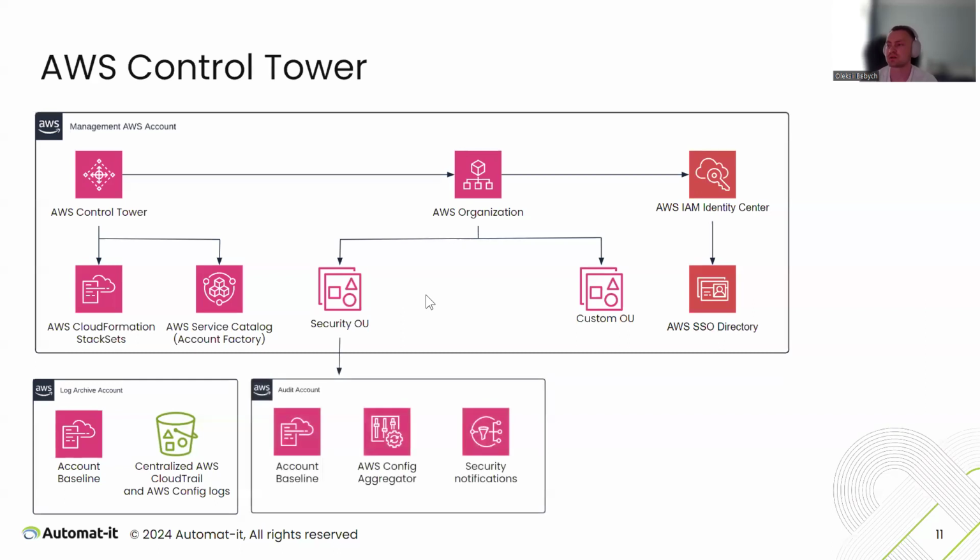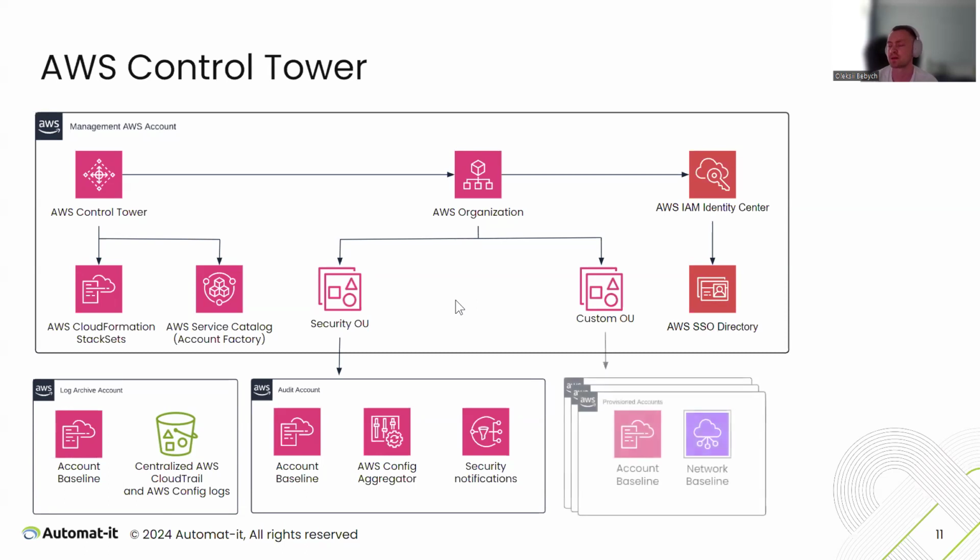And the second core account is Audit. By default, it has an AWS Config aggregator and some SNS topics for security notifications. But later, this account will be a central part for our security services. And other custom organizational units will have their own baseline according to our needs.